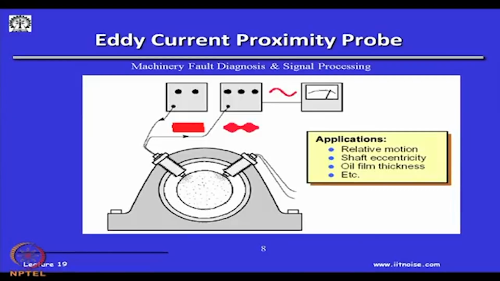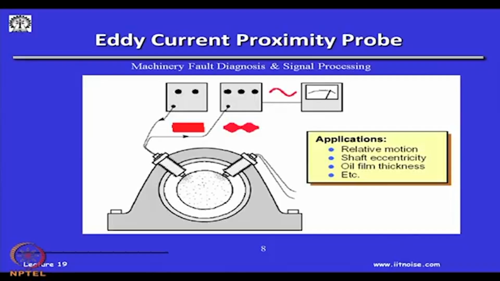Of course, they have a very low frequency response compared to the accelerometers, but the advantage is that I obviously cannot put an accelerometer here, because an accelerometer is only going to measure the vibration of the casing. I can in no way measure the vibration of this shaft, because I cannot put the accelerometer in contact with the soft surface. So, the relative displacement can be easily measured by such an eddy current proximity probe.